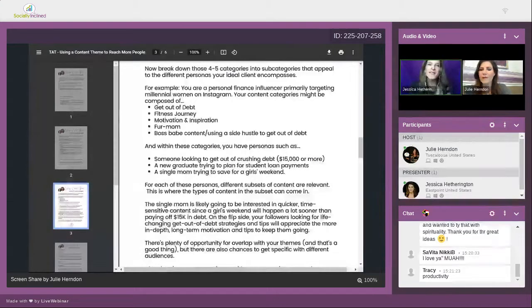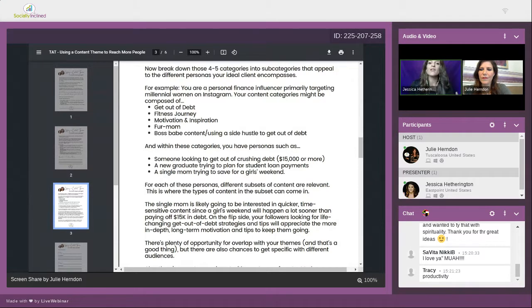And then with subcategories, this is where the magic happens, and you're basically able to speak directly to multiple personas within your ideal client by thinking about it from this perspective of a subcategory. So within the get out of debt category, you could think about content that would appeal to someone looking to get out of significant debt, like $15,000 or more, or content for a new graduate who may be trying to plan for the start of their upcoming student loan payments, or a single mom trying to save for a girls' weekend.